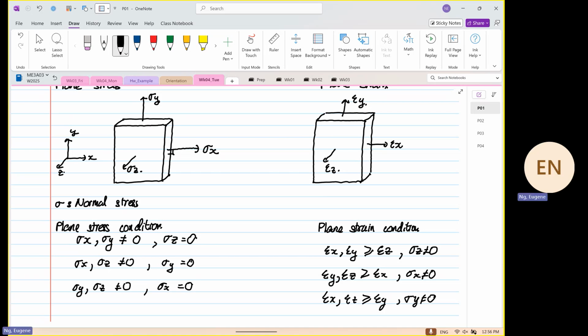Is it the in-plane surface or the out-of-plane surface that's important? Where will fracture occur? Okay, where will fracture occur?